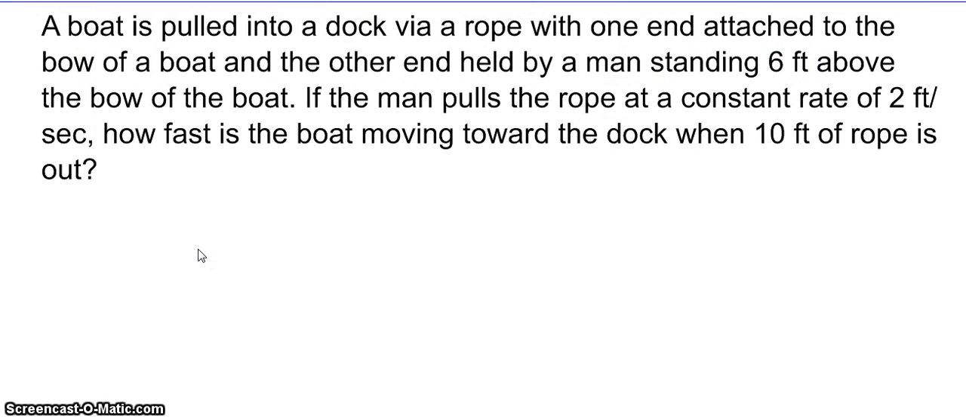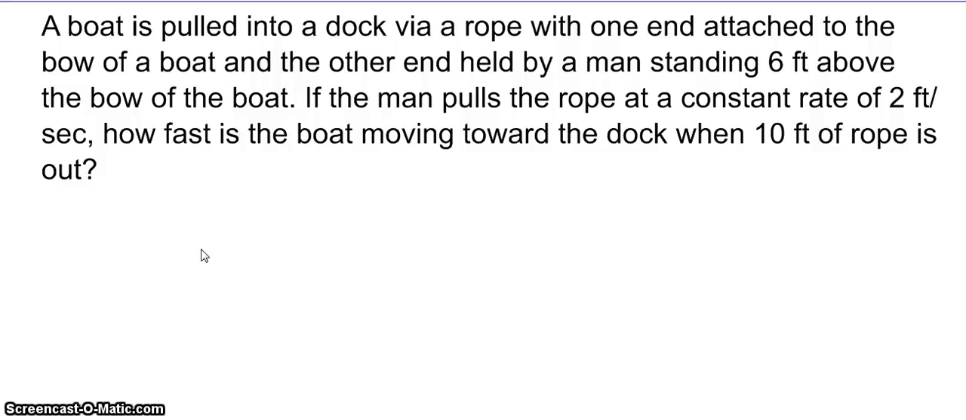Next, a boat is pulled into a dock via a rope with one end attached to the bow of the boat and the other end held by a man standing 6 feet above the bow of the boat. If the man pulls the rope at a constant rate of 2 feet per second, how fast is the boat moving toward the dock when 10 feet of rope is out? So I want you to try this one on your own.